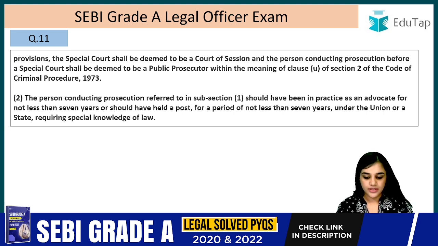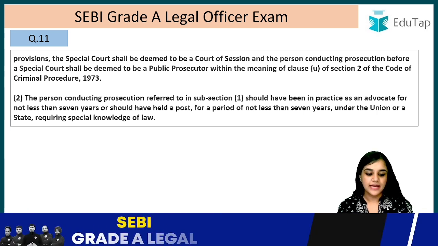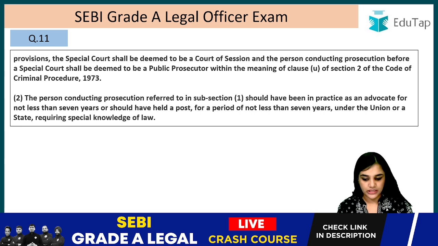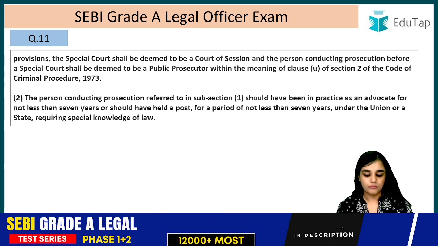Let's read it. The person conducting prosecution referred to in subsection 1 should have been in practice as an advocate for not less than 7 years, or should have held a post for a period not less than 7 years under the union or the state, requiring special knowledge of law.